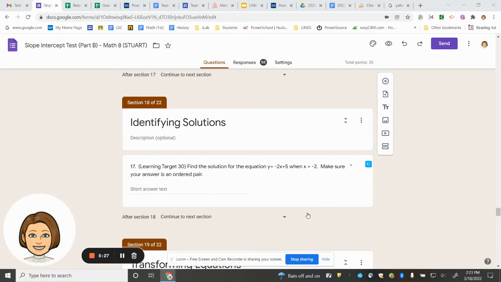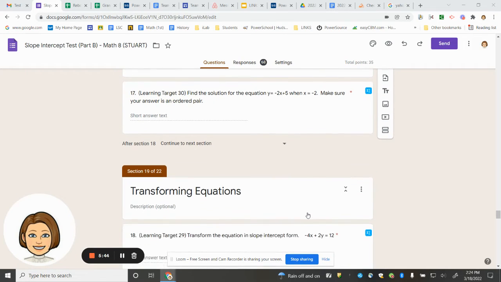Number 17, find the solution for the equation y equals negative 2x plus 5 when x is negative 2. So you're substituting the negative 2 in for the x. Make sure to write your answer as an ordered pair. So it'll be negative 2, comma, what? And don't forget the parentheses.